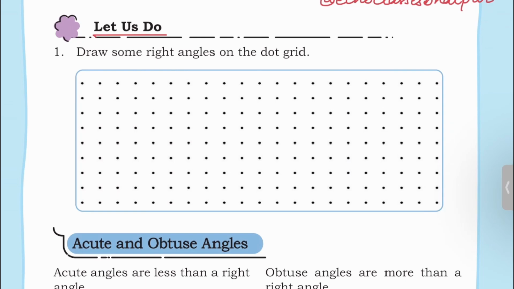Let us do. 1. Draw some right angles on the dot grid. You have to draw right angles on the dot grid given here. You can draw like this.